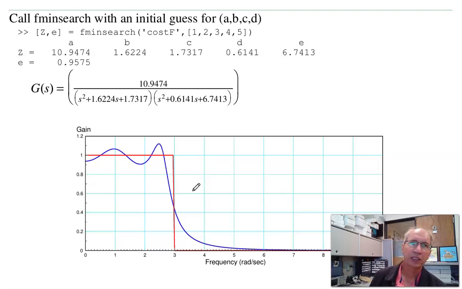When you get to electronics and signals, you'll be designing filters by hand. But for now, in this class, knowing nothing about filter designs, I can have MATLAB design a pretty good filter for me. Turns out this is actually a Chebyshev filter, something you'll talk about when you take electronics.